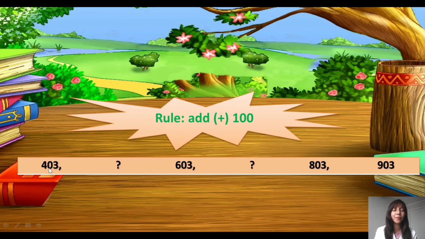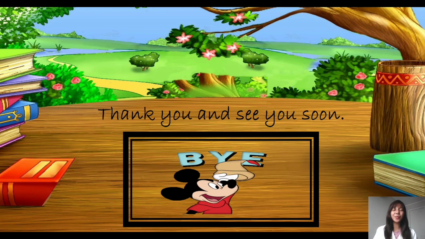So 403 plus 100. What is the answer? Okay, 403 plus 100 equals 503. Okay, now next, 603 plus 100 equals 703.